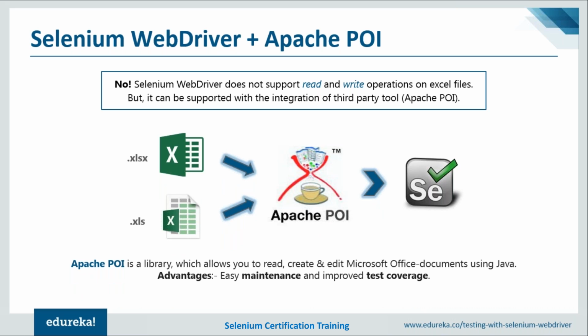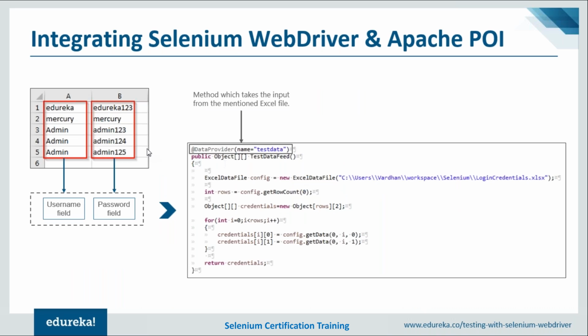Okay? So Apache POI is an open source tool, and it's a library which is nothing but a set of programs or a set of functions which allows us to read, create, or edit these Microsoft documents using Java. Okay, so let me go forward and get to more details. This is going to be the demo that I'm going to show you.